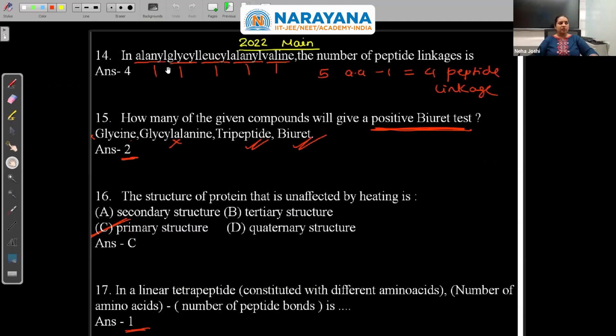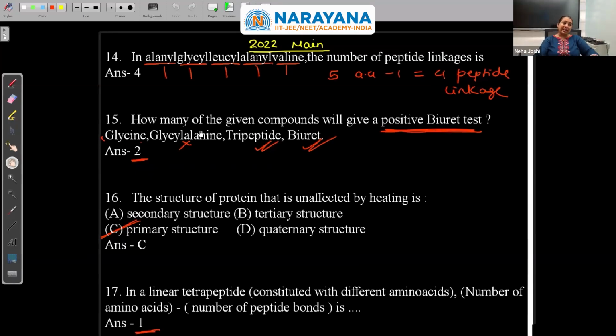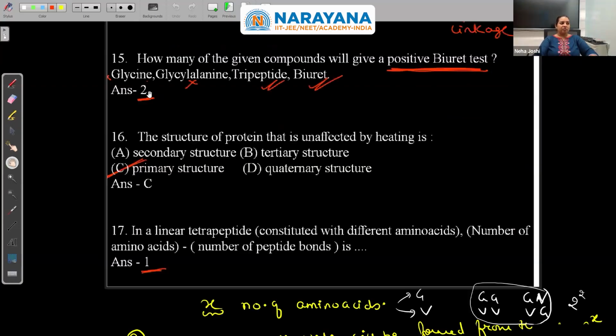See how the questions were asked. In alanine, glycine, leucine, alanine, valine, the number of peptide linkages. So there are 1, 2, 3, 4, 5 amino acids. So you will say 4 peptide linkages are there. How many of the given compounds will give a positive biuret test? Glycine, no, because as I said, it should have at least 2 peptide linkages. Glycine and alanine will have only 1 peptide linkage, so this also will not give it. It is a tripeptide and biuret which will give the biuret test. The structure of protein that is unaffected by heating is the primary structure.